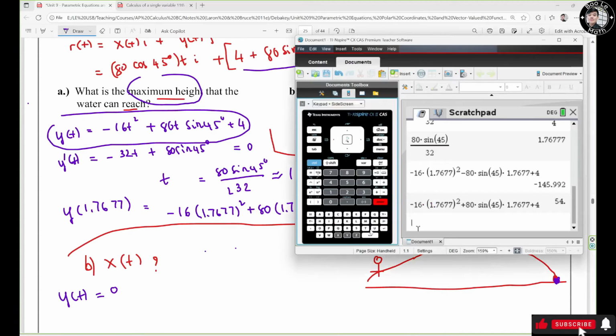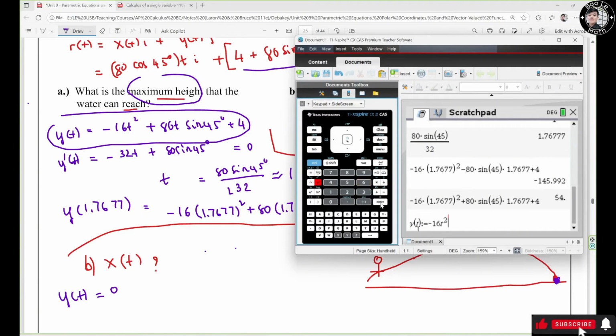So I'm going to bring up the calculator. I just store the function y of t, right? So I'm going to press y of t. And then I'm going to press Control and this button right here next to number 9. And then I'm going to put the function negative 16t squared plus 80t times sine of 45 degrees plus 4. And then I'm going to press enter.